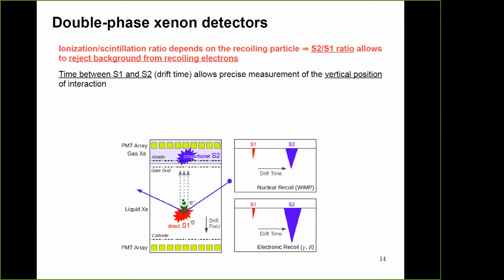The more depth, the more drift time. Measuring the drift time between S1 and S2 allows us a precise measurement of the vertical position of the interaction. So we have position information in the vertical direction. Also, because the ionization and the scintillation, the relative amounts depend on the recoiling particle. By comparing S2 to S1, we have discrimination. We can discriminate nuclear recoils from electron recoils, as we wanted.